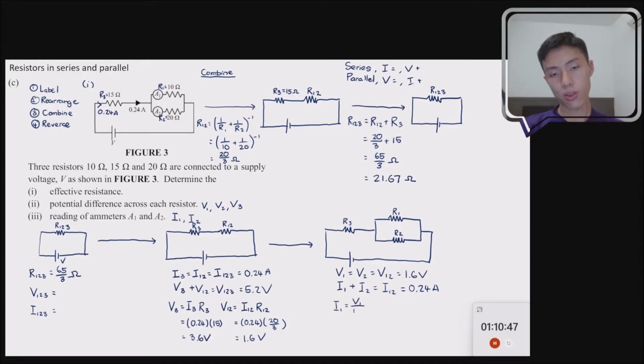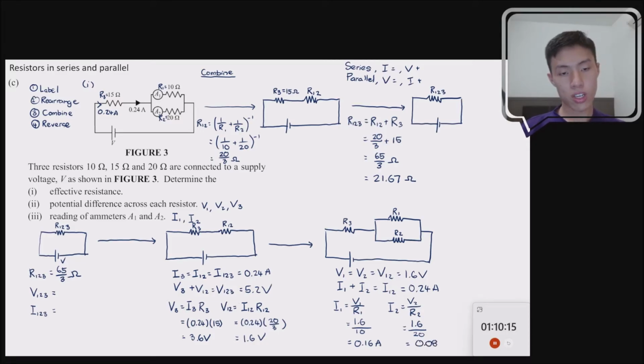I1 is V1 over R1, just Ohm's law rearranged. V1 the value is 1.6, R1 the value is 10. So from here you get 0.16 ampere. Okay, I2 will be equal to V2 over R2. So V2, the value is also 1.6. R2, the value is 20. So from here, you get 0.08.